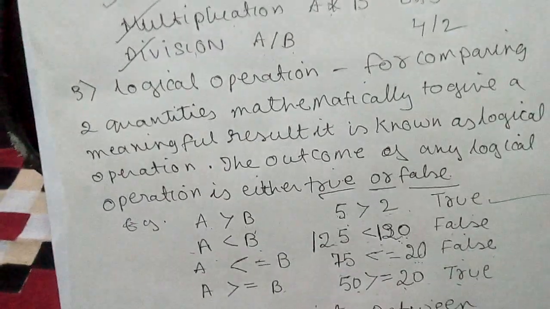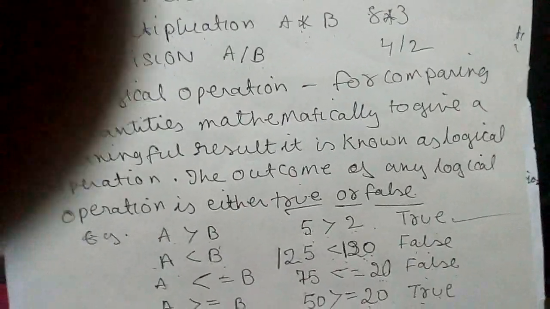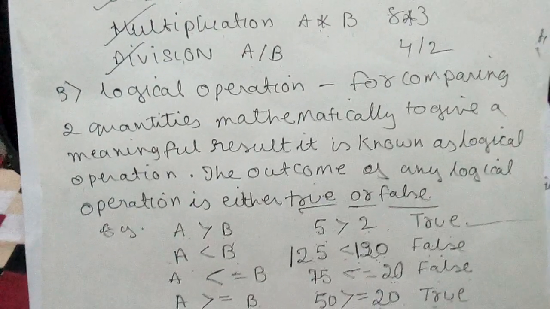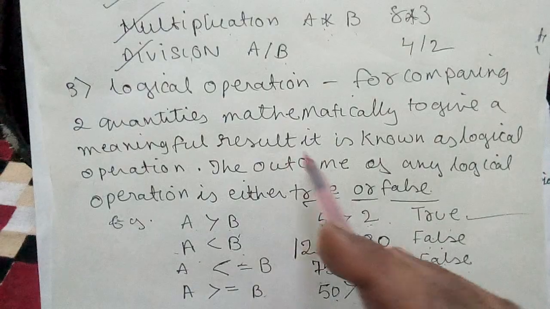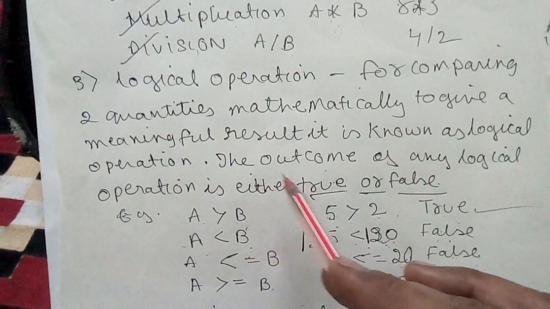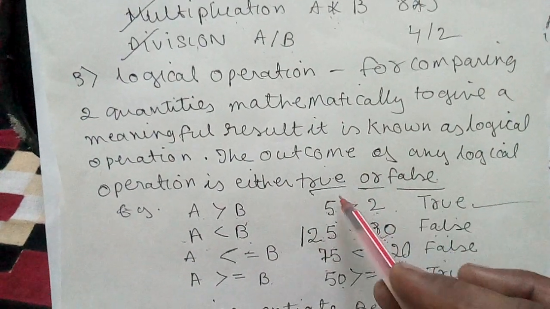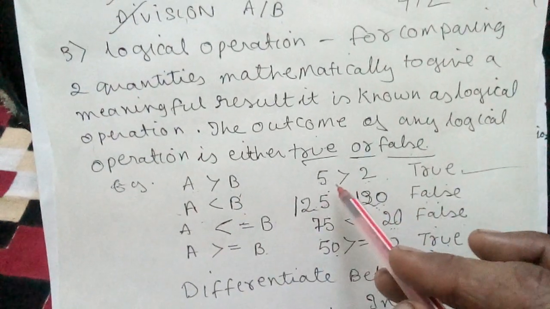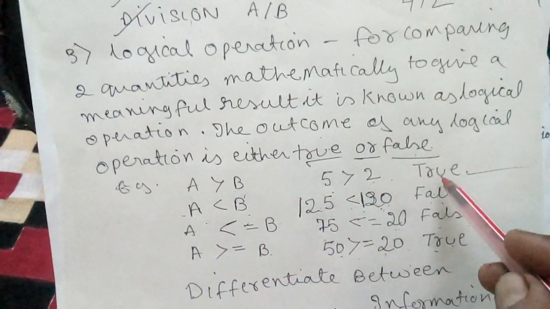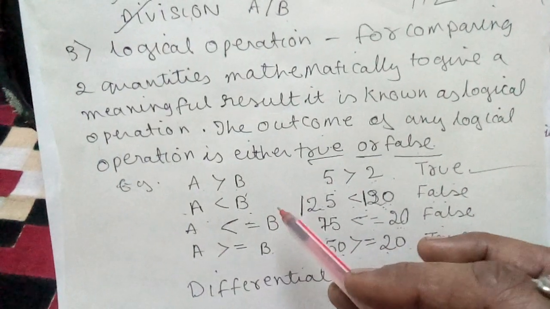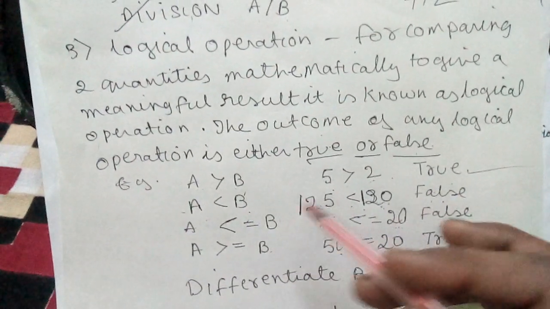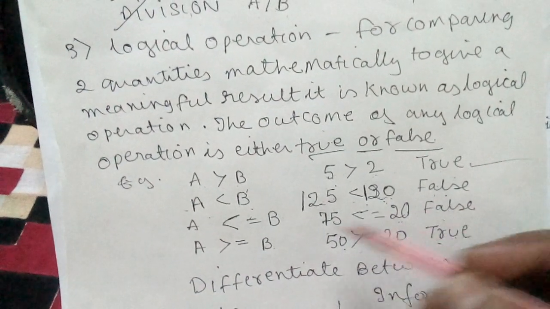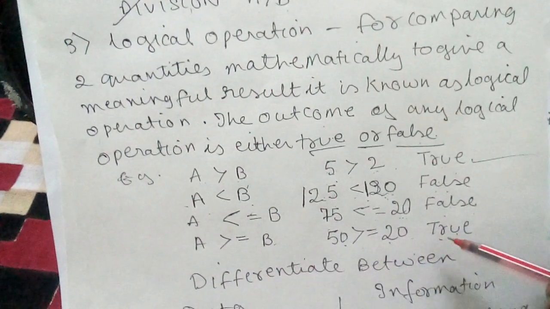So, once again I am repeating what are logical operations. Comparing two quantities mathematically to give a meaningful result is known as logical operations. The outcome of logical operations is either true or false. For example, if A is greater than B, if 5 is greater than 2, it gives you true. If A is less than B, it gives you false. If A is less than or equal to B, it gives you false. If A is greater than or equal to B, it gives you true.